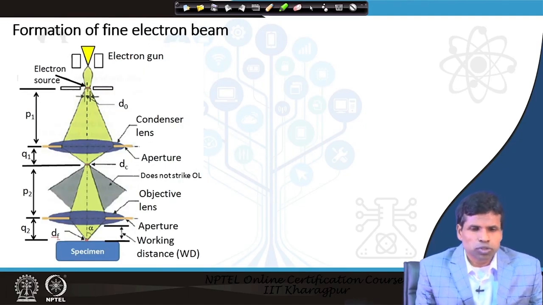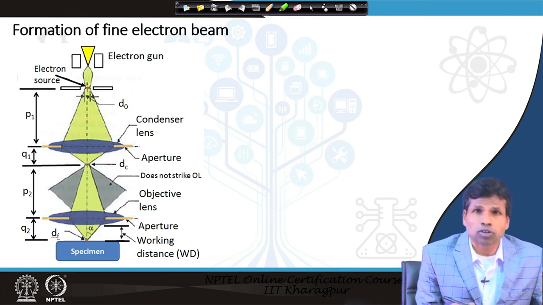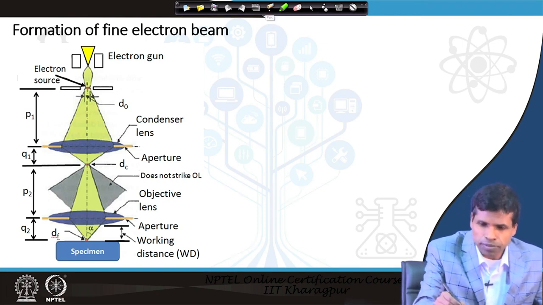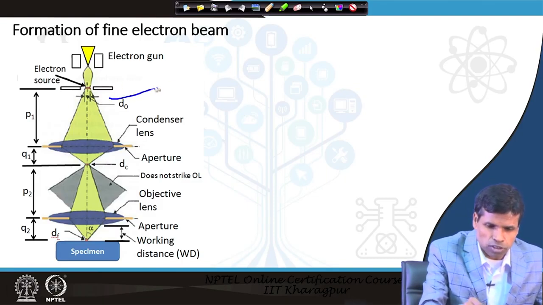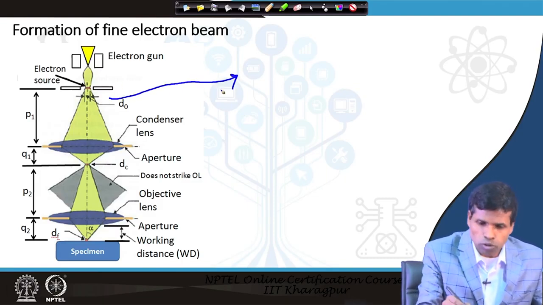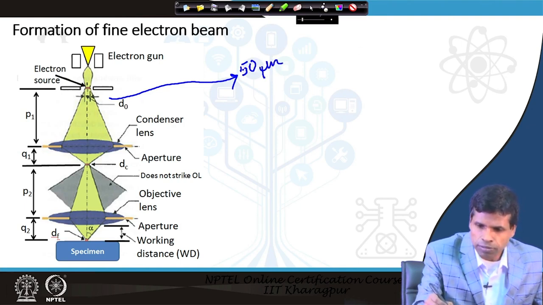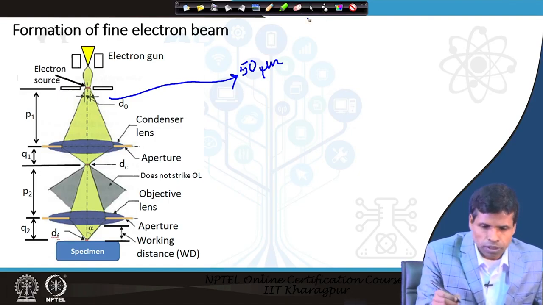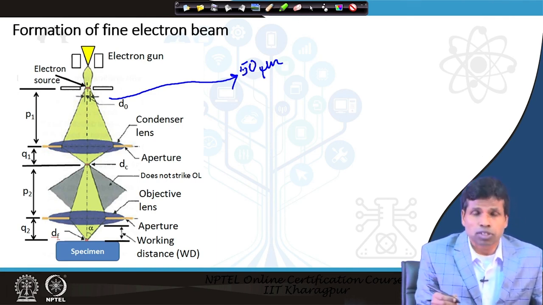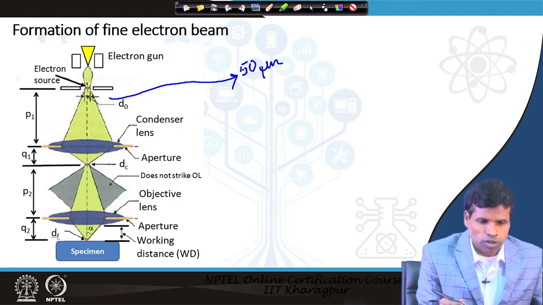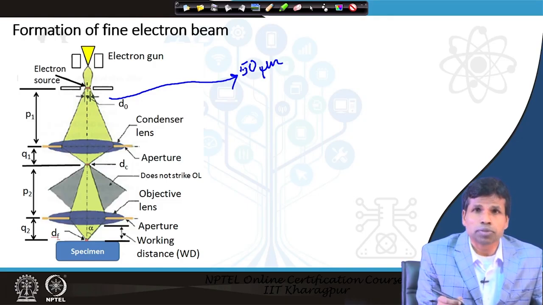Here in the diagram, at the top we have an electron gun, then the first crossover is happening here. This is the first crossover, the gun crossover, which for a thermionic gun will be around 50 micrometer in diameter. That is quite large. For a field emission gun, this D0, the gun crossover diameter, will be much smaller.